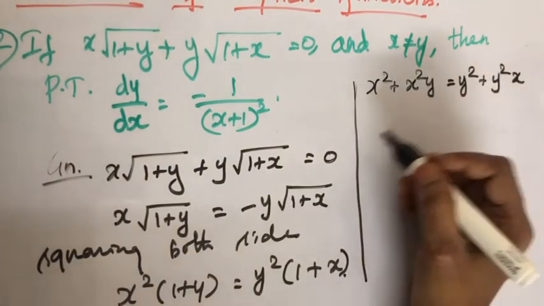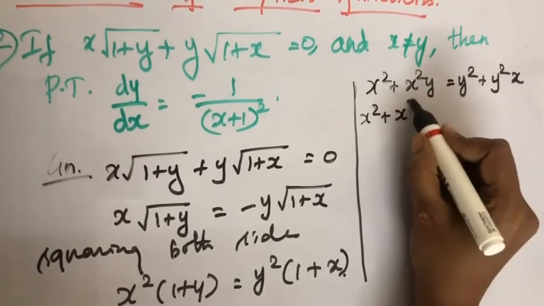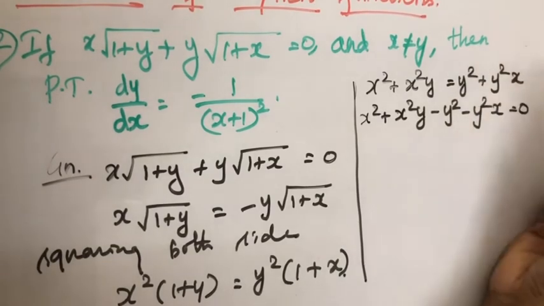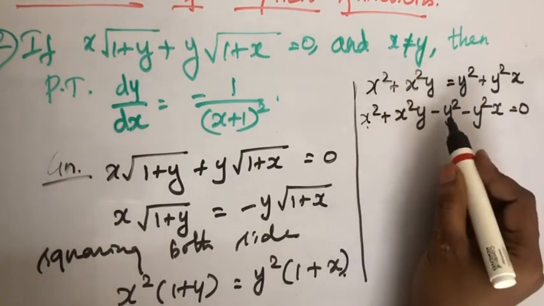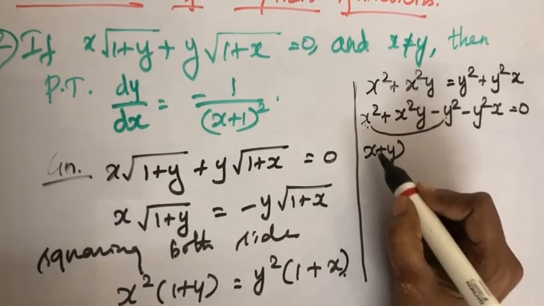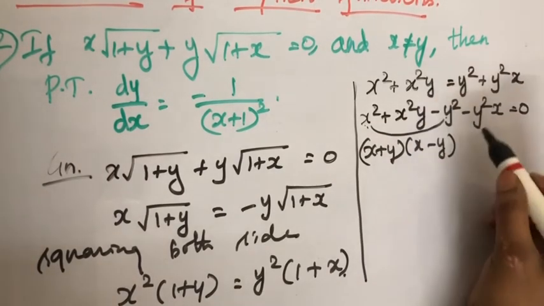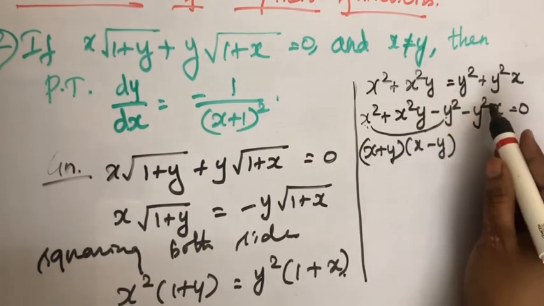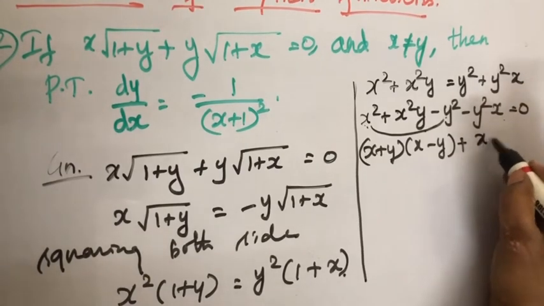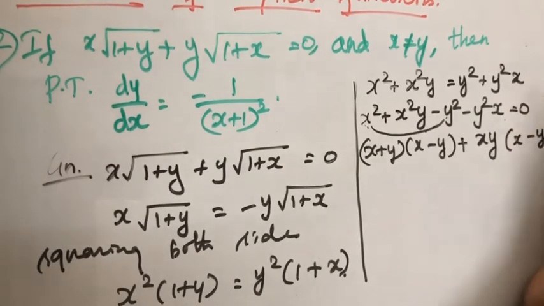I will bring all the terms to one side: x square plus x square y minus y square minus y square x is equal to 0. Clubbing x square minus y square, I get (x plus y) into (x minus y). Clubbing these two terms, x square y and y square x, if I take xy outside, it will become xy into (x minus y).